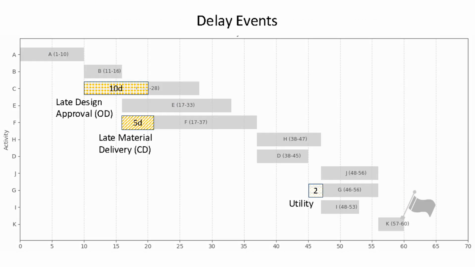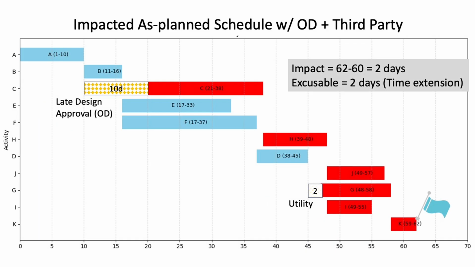Next, we want to figure out how much of the delay is excusable, that is, not the contractor's fault. To do that, we create another impacted schedule that includes only the owner's 10-day delay and the 2-day utility delay. When we recalculate the schedule with just those two, the project now finishes in 62 days. That gives us 2 days of excusable delay that the contractor could ask for as a time extension.